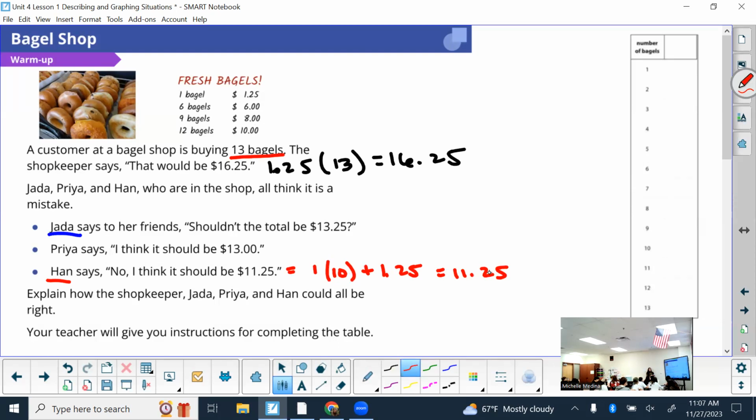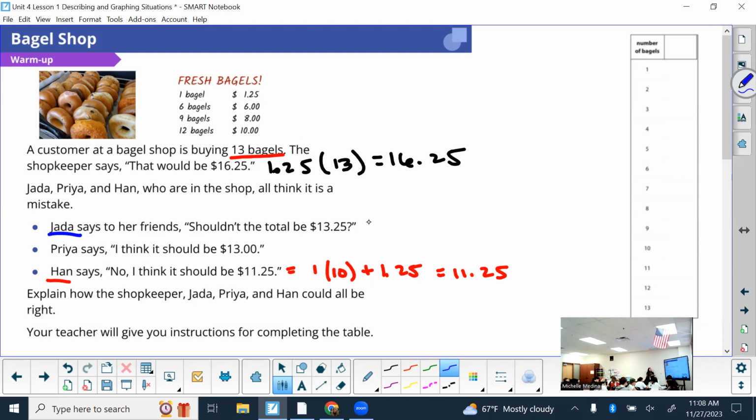Does that make sense? That would be the price for however many 12 we get. He's getting one set of 12. So yeah. Then table four, what about Jada? Where is she getting the $13.25 from?